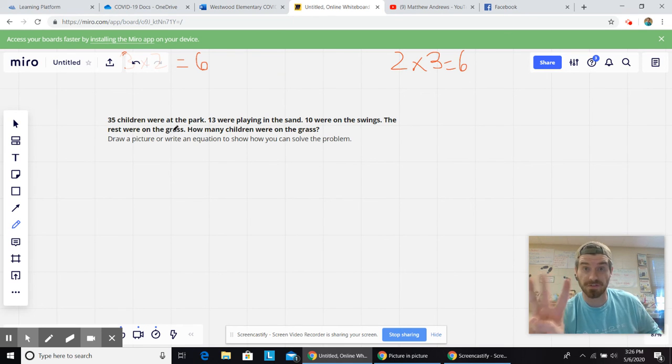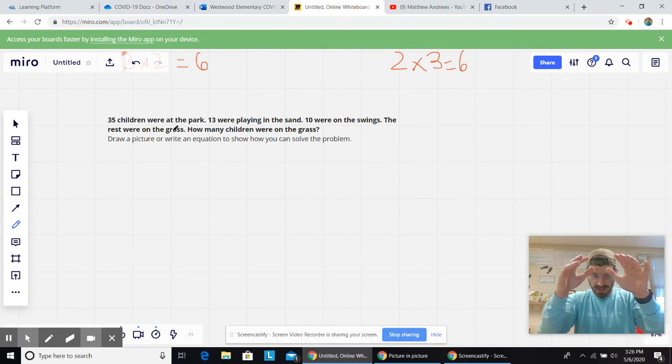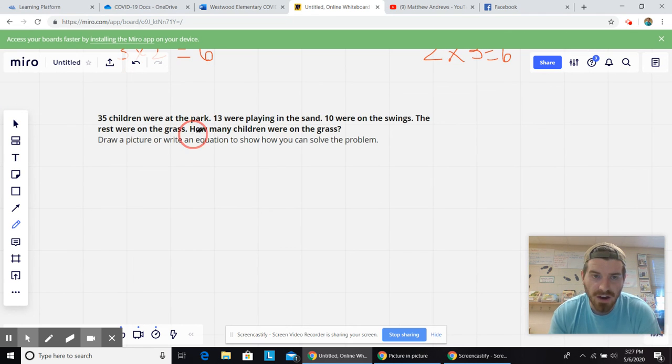Okay, so there's 3 places these kids are at. The whole place is the park. You got some over here in the sand, some over here on the swings, and some over here in the grass. It wants to know how many children were on the grass. Draw a picture or write an equation to show how you can solve the problem.